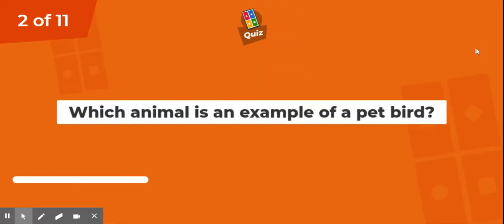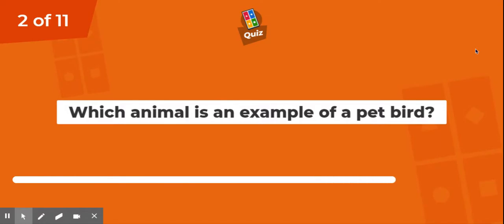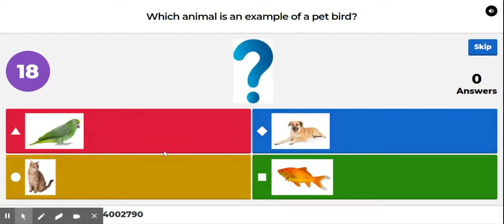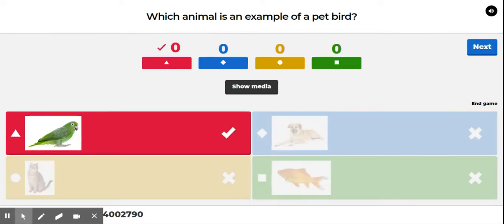Question number two, which animal is an example of a pet bird? Over here in the red, over here in the blue, over here in the yellow, or over here in the green? Which animal is an example of a pet bird? There it is in the red. That is a picture of a bird, a pet bird.